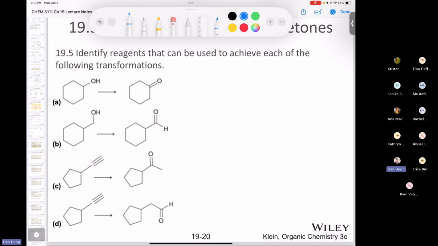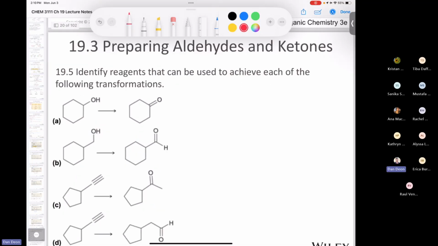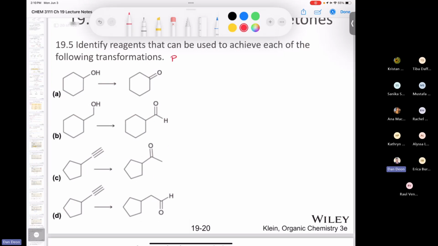Okay, so for A, you could use PCC and dichloromethane. You don't even have to put a solvent, that's totally fine. You could use the Dess-Martin periodinane, so DMP, which is also done in dichloromethane. You could do a Swern reaction. In step 1, you use oxalyl chloride and DMSO. And then in the second step, you use triethylamine.